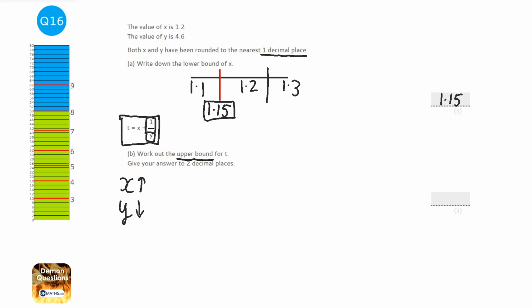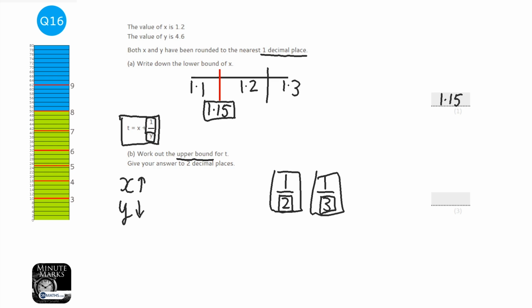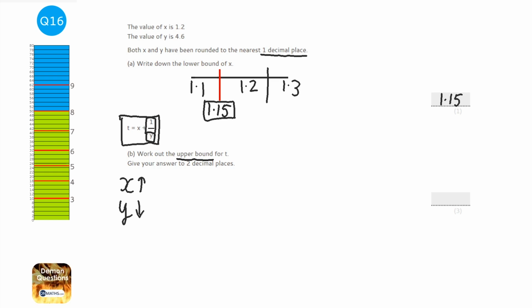If you ever think about it, the fraction a half and the fraction a third, which is bigger? Well, a half is bigger. So the smaller the number at the bottom, the bigger the fraction. Anyway, a little bit of a side note, but it's really important that you remember that if there's a denominator, we want it as small as possible to make the number as big as possible. So we need to find the upper bound for x and the lower bound for y.